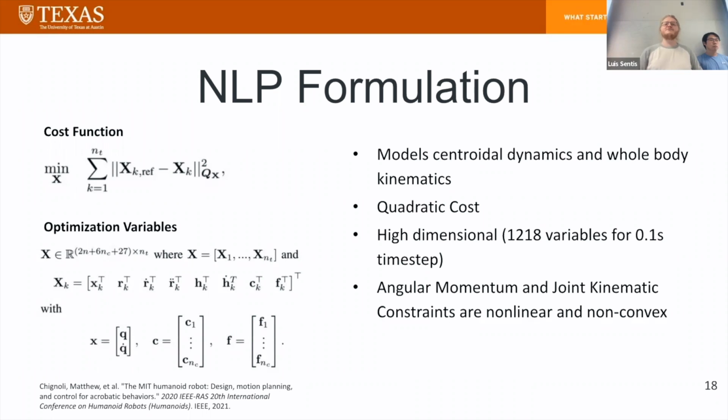A huge thing that is difficult, and the reason we don't have twisting motions today, is the angular momentum is really nonlinear, and it's really non-convex, and it makes it very difficult to solve. The joint kinematic constraints actually solve pretty easily despite being nonlinear. But those couple of factors are what takes us from a problem that's easy to a problem that's really difficult.